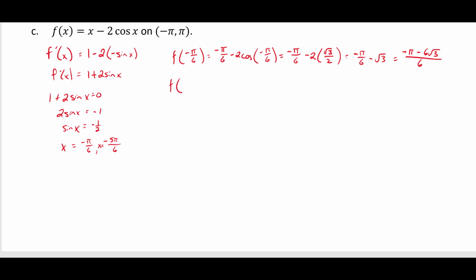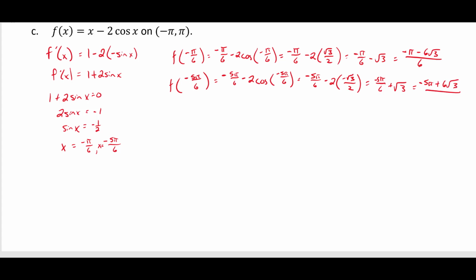Similarly, doing the same idea for f of negative 5 pi over 6. That's negative 5 pi over 6 minus 2 cosine of negative 5 pi over 6. So that's negative 5 pi over 6 minus 2 times negative root 3 over 2. And so that's negative 5 pi over 6 plus root 3. And that gives us negative 5 pi plus 6 root 3 over 6.